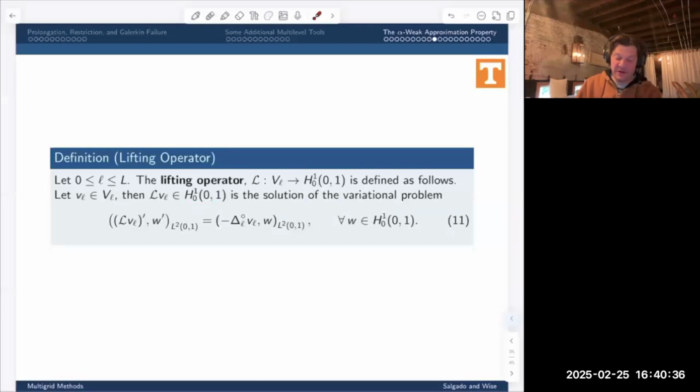And it's the solution of a variational problem. Okay, it's the solution of the following variational problem. Let's for a second just give this a new name.